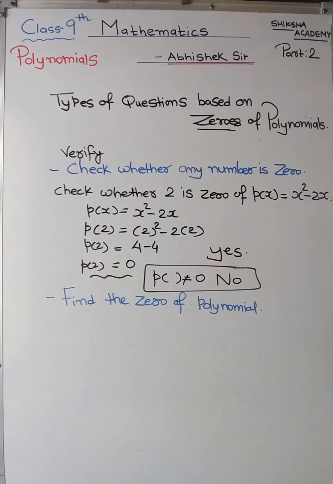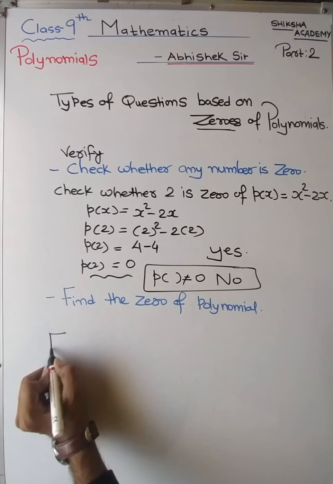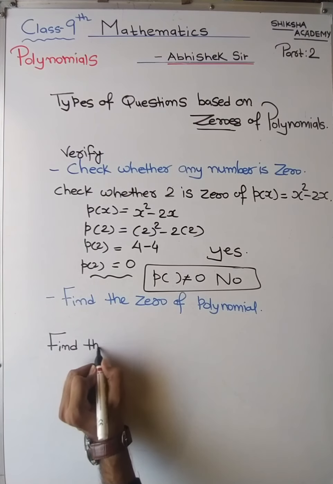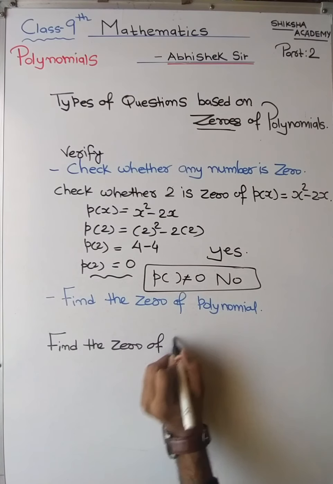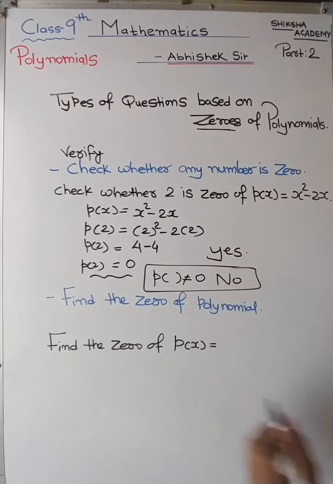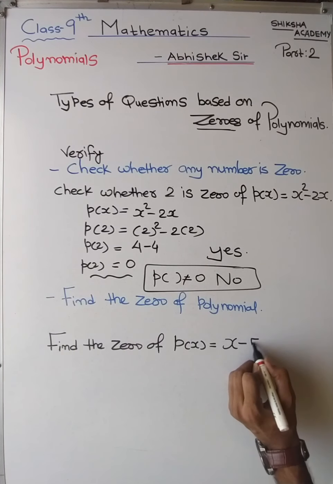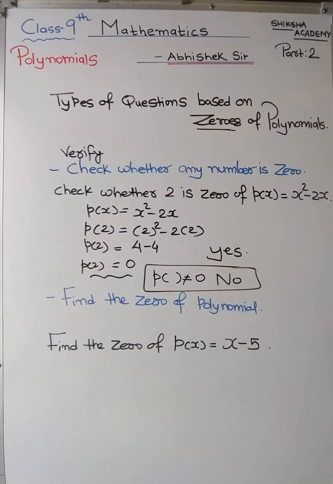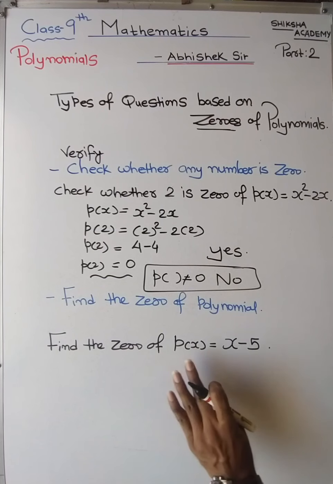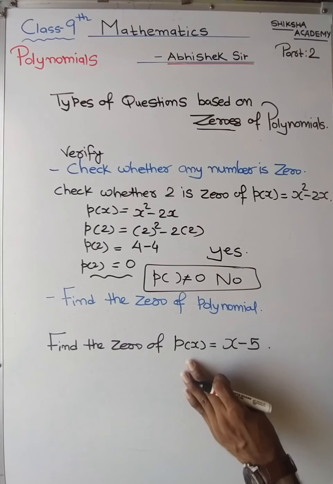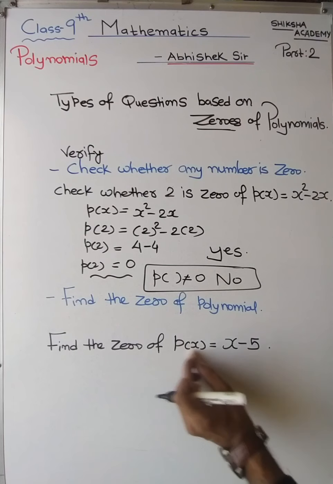Now very important, another type of question that may be asked is find the zero of the polynomial. So it will be like: find the zero of polynomial p of x, that is x minus 5. Okay, so we have to think a little bit differently. In this, we have to assume that we are finding a number which will always give the whole value as 0. So if any number is there and we put it over here, the overall answer will be 0.